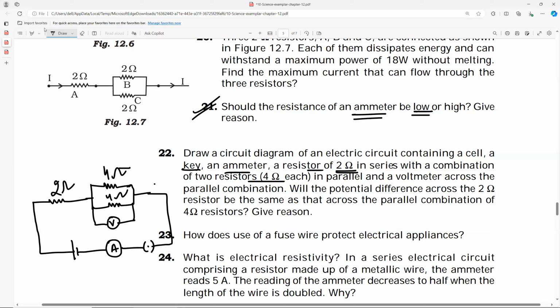Yes, sir. Here it is asking whether the potential difference across the 2 ohm resistor will be the same as across the parallel combination of two 4 ohm resistors. Will the potential difference remain the same? Tell me. It is asking that if you have a voltmeter V1 and a voltmeter V2, will there be a difference in the reading? Will you observe any difference in the reading?